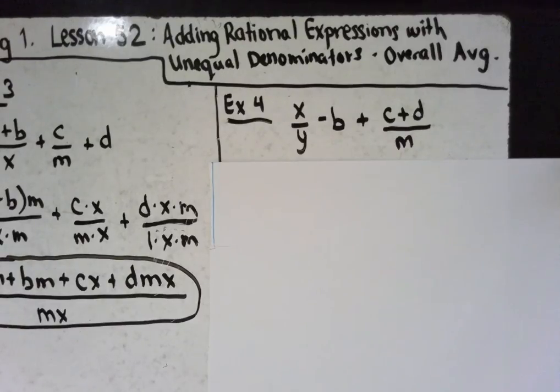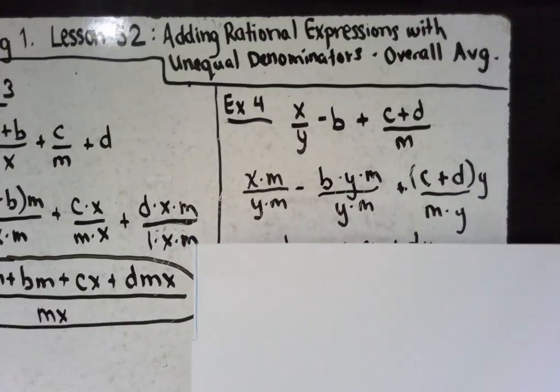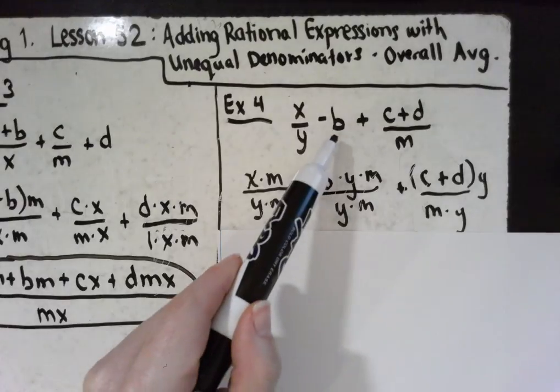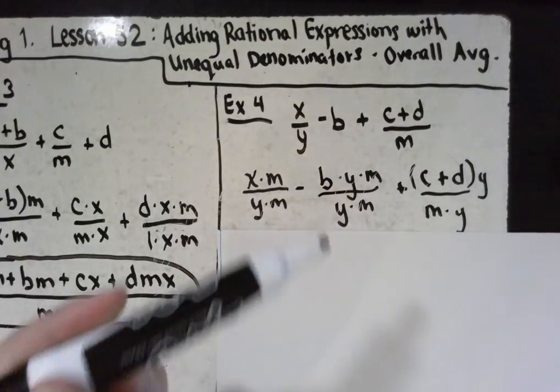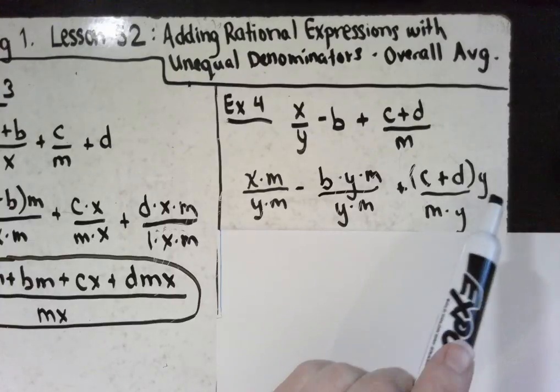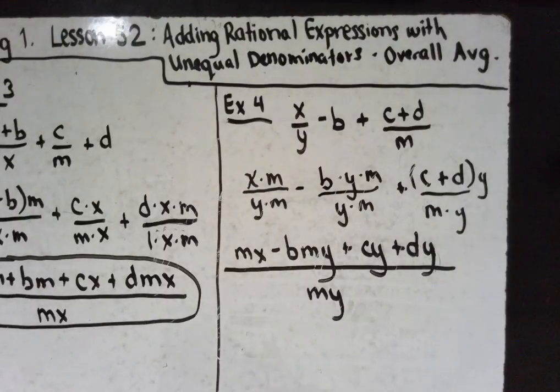Now checking the answer for example 4, the common denominator would be m and y together. So each fraction gets multiplied. The first one gets multiplied by m. The second, since the denominator was 1, we had to multiply by both y and m. And the final one, we multiplied both by y. And then just expanding everything with the distributive property, we get mx minus by plus cy plus dy all over my.